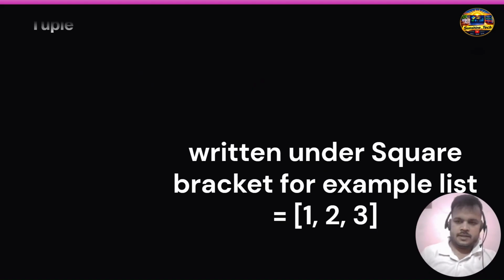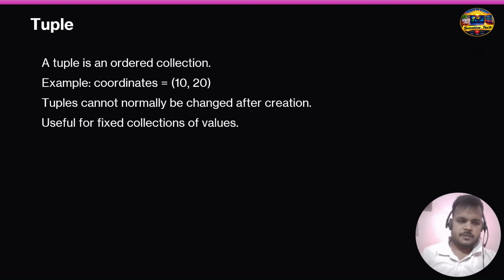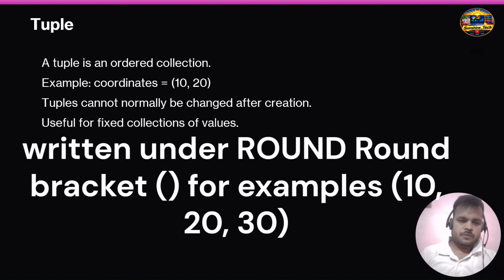Next we have tuples. A tuple is an ordered collection. You can note it down: we use this kind of opening and closing bracket in tuples. A tuple can't normally be changed after creation, useful for a fixed collection of values.